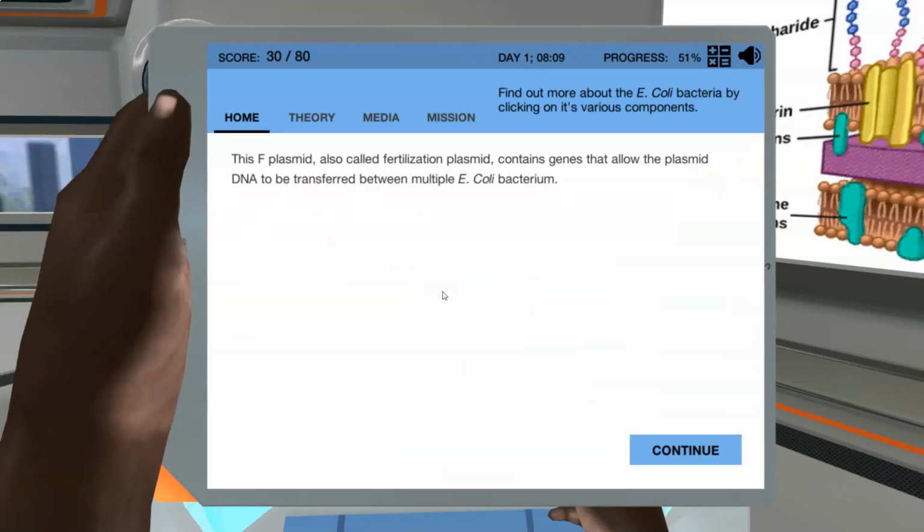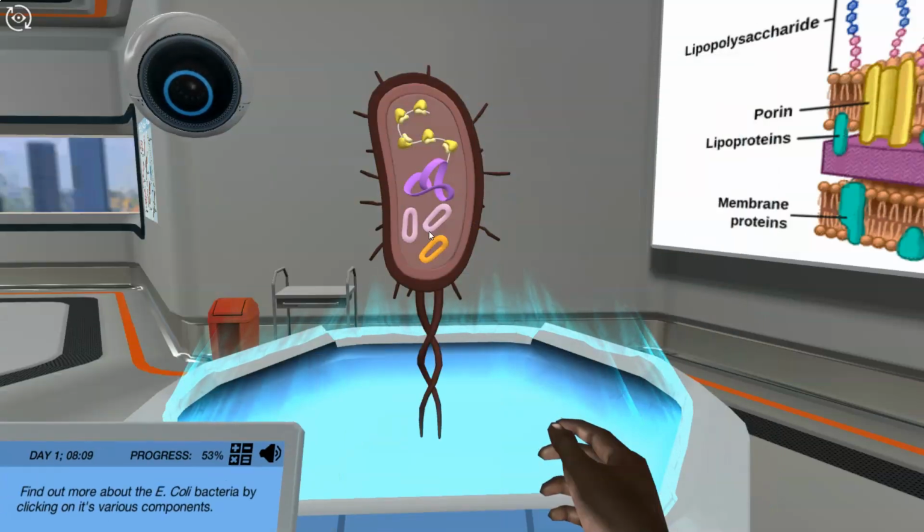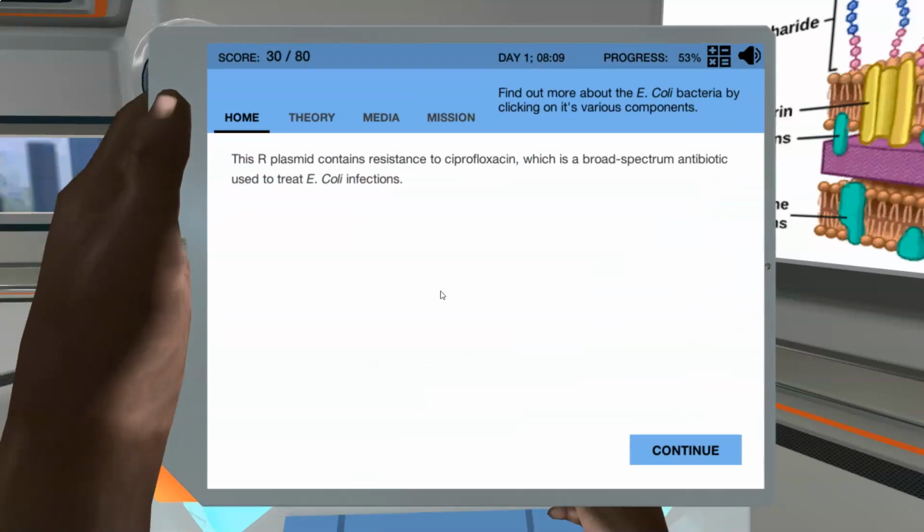This F plasmid, also called fertilization plasmid, contains genes that allow the plasmid DNA to be transferred between multiple E. coli bacterium. This R plasmid contains resistance to ciprofloxacin, which is a broad-spectrum antibiotic used to treat E. coli infections.